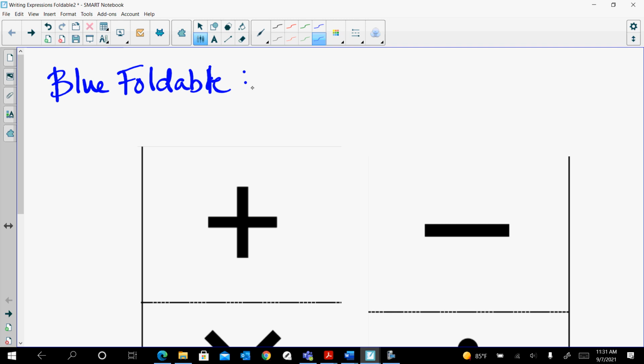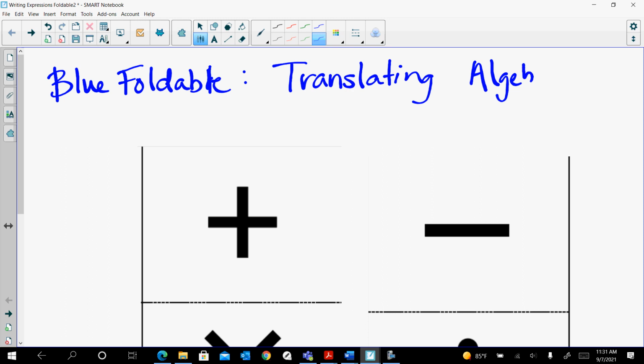Okay, so we're gonna write this. This cover is basically translating algebraic expressions with keywords.